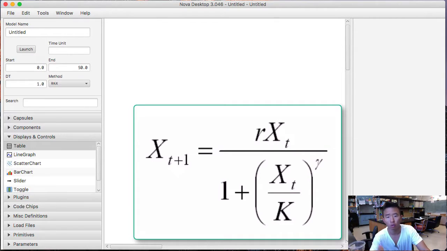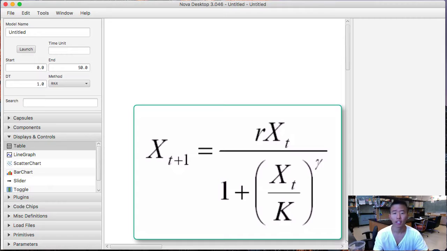So r is the intrinsic growth rate, right? And k is the carrying capacity, like we went over before in the continuous time frame. And gamma is the scaling factor, so that's new. And you can see that when x is below k, the x over k term in the denominator is going to be less than 1 and is not going to make the denominator very big. Thus, the population in the next step is going to grow.